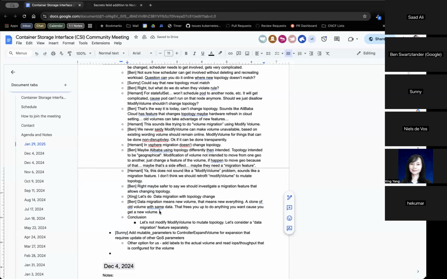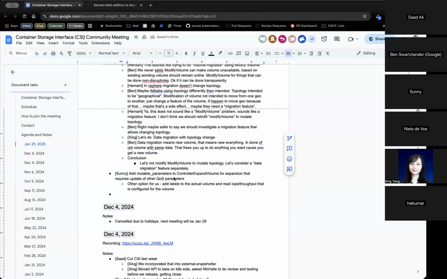Yeah, so I think what I'm hearing is it doesn't make sense to change modify volume to mutate topology. You could do a data migration today, which results in a new volume, and that lets you change topology however you want. But maybe it's worth investing in a migration feature that allows for an existing volume to be migrated to a new geography, but that should effectively be a new feature separate from modify volume.